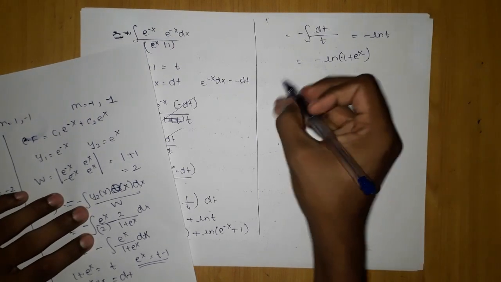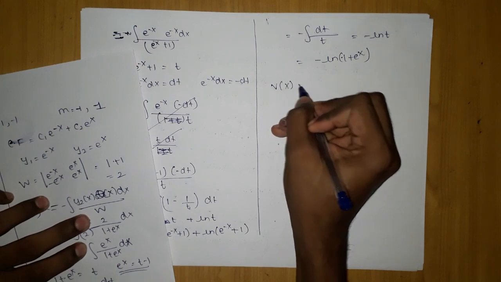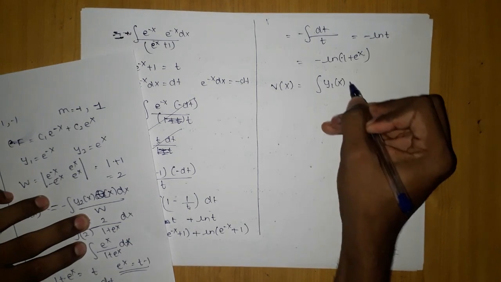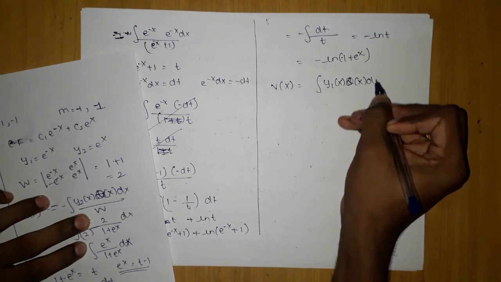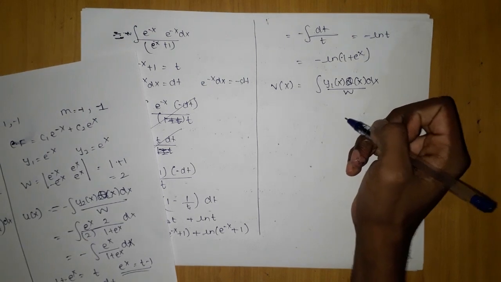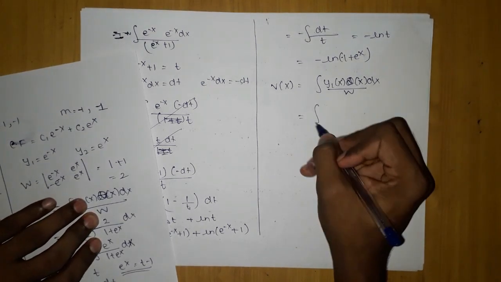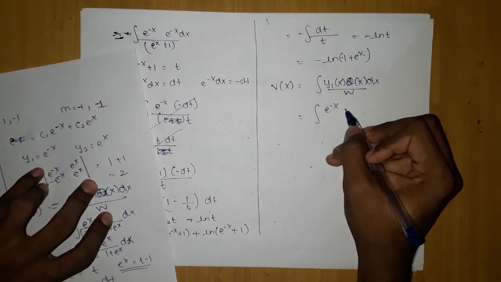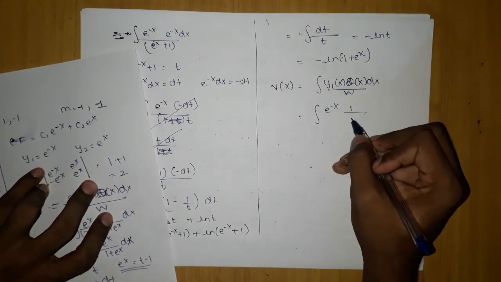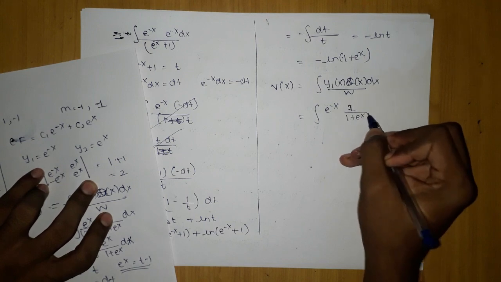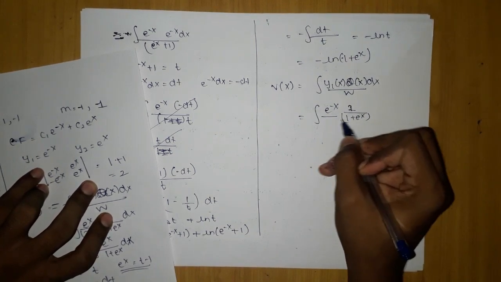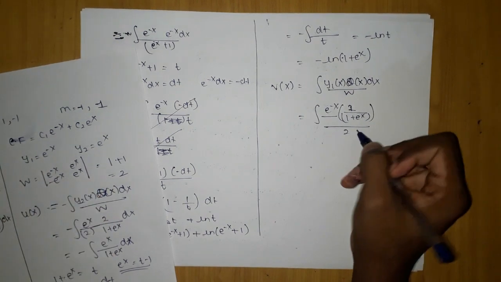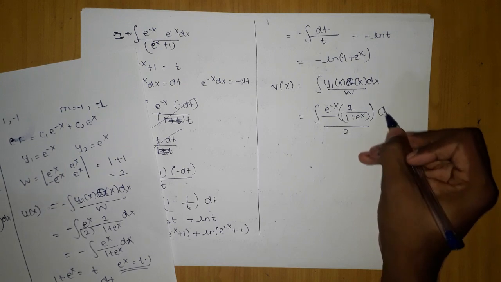Now we are going to calculate the v of x here. If I calculate the v of x in this situation, it will be the integral of y1 x into q of x into dx by w, giving me y1. What is y1? y1 is e to the power minus x into q of x, which is 2 by 1 plus e to the power x, the whole divided by w, which is 2 and will get cancelled out, into dx.